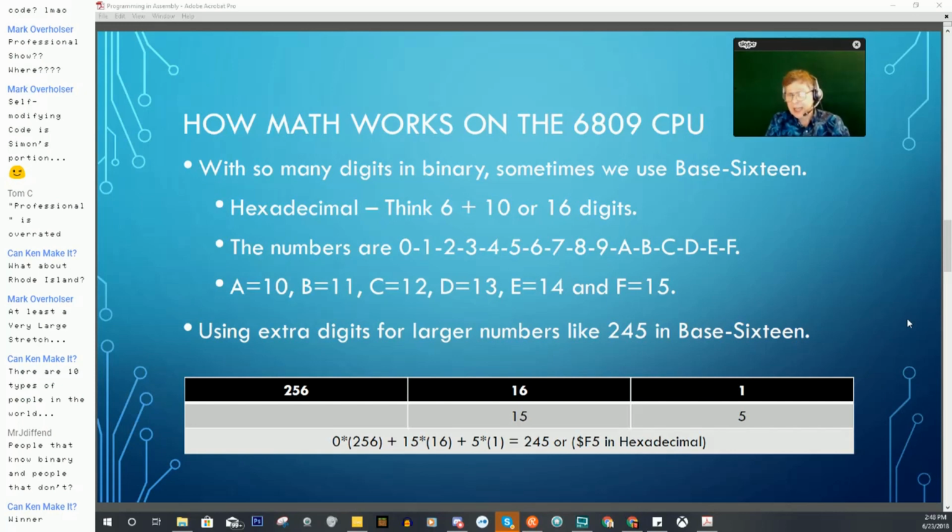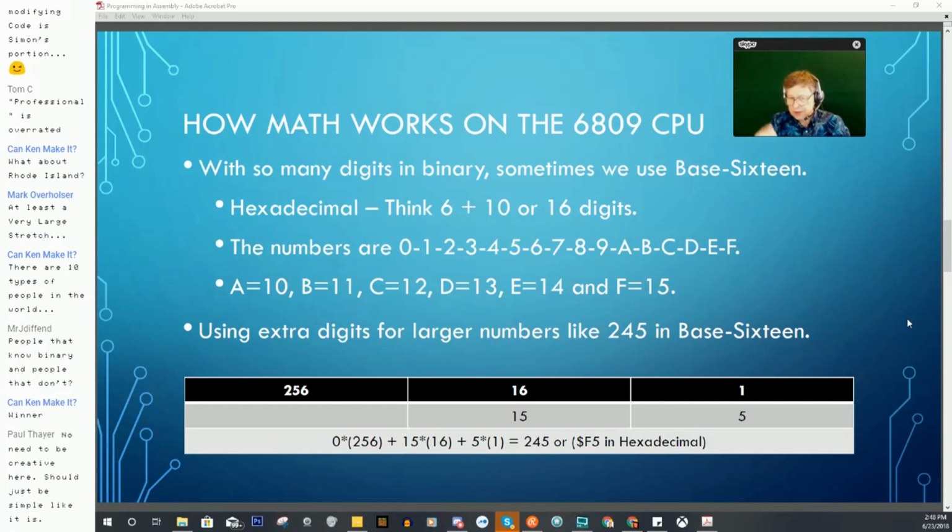And basically, A equals 10, B equals 11, C equals 12, D equals 13, E equals 14, and F, the grade that we all try to avoid in school, is 15. So to represent the number 245 in base 16 or hexadecimal, on the grid I show 256, 16, and 1 for the different digits.